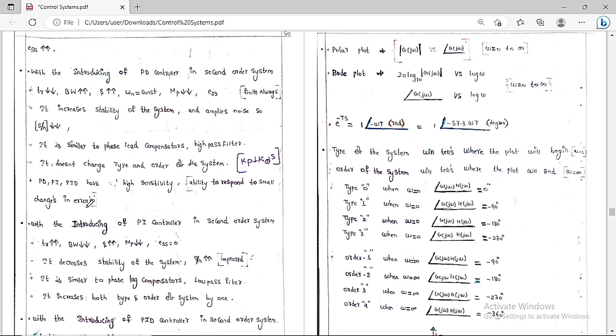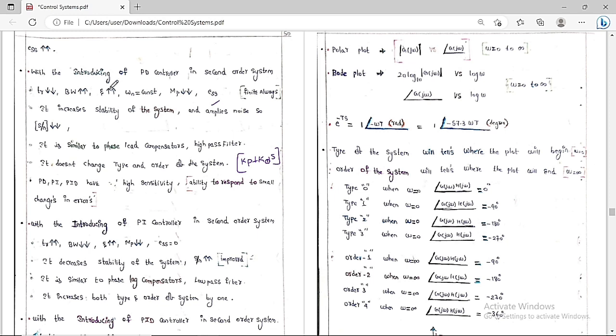So we can say, by introducing the PD controller in the second order system, PD controller means it is the phase-lead compensator. The shortcut is what I told you. Here D means D. Basically it is going to improve the transient characteristics of the system. Transient characteristics means the rise time is going to decrease, so that the response will increase.